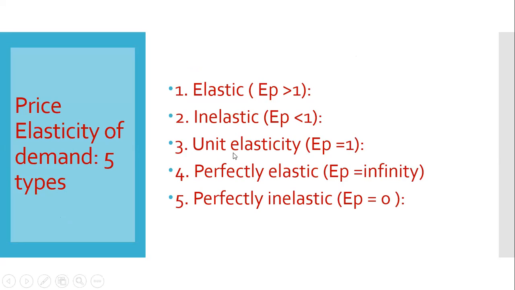Elastic means, when we get the result from the formula we saw a while ago, when we find the result greater than 1, then we say it is elastic demand. When smaller than 1, then it is inelastic demand. When the result is equal to 1, that is unit elasticity. And when the result is infinity, then that is called perfectly elastic, and when the result is zero, it is called perfectly inelastic. So let us examine it one by one.